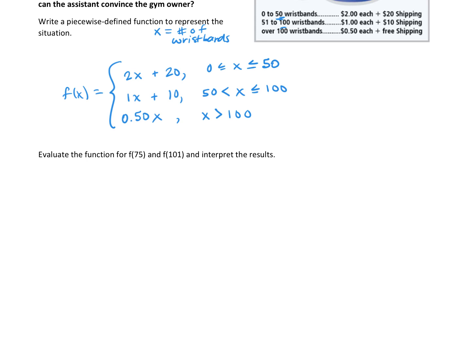All right, so let's evaluate f of 75. Now, 75 is the x value. We have 3 pieces. I have to know which function we're going to use. So we go over here to see which interval includes 75. 75 is not included from 0 to 50, but it is included from 50 to 100. So if we're ordering 75 wristbands, this is our pricing right here. So we're going to do 1 times our x, which is 75, plus 10, and that's going to be $85, the total cost for ordering 75 wristbands.